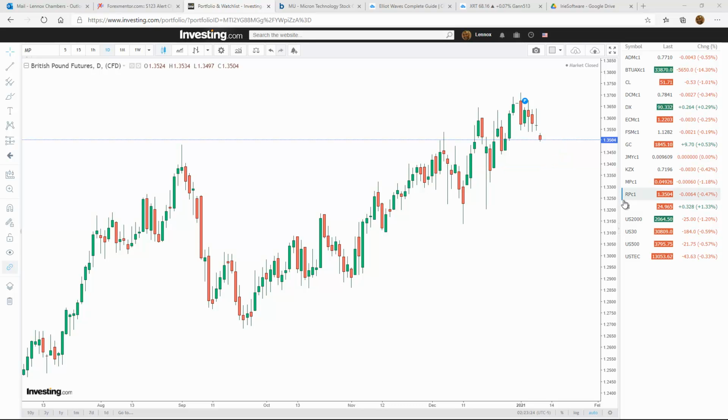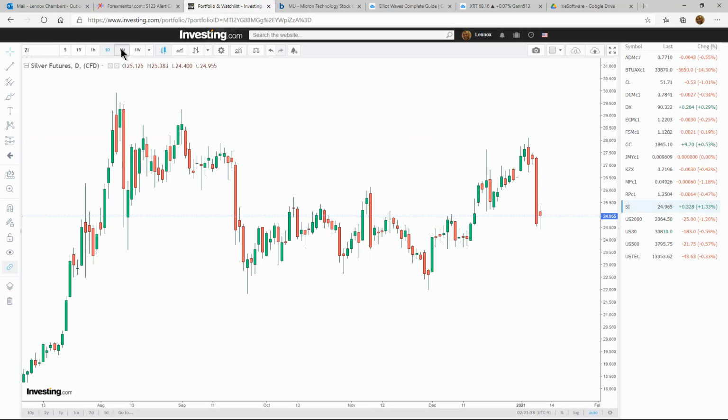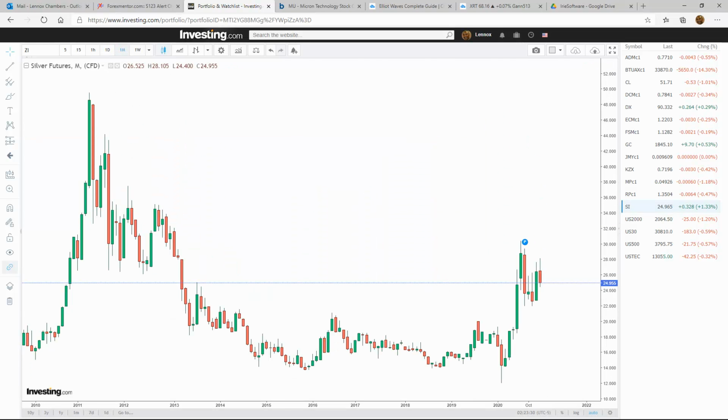Okay, and let's take a look at silver. On the monthly, also been in line with the gold, big push to the upside. Now we're getting a little turn back down, and we are at a very strong resistance support area right here, and that's why we're getting that little bit of a lull.